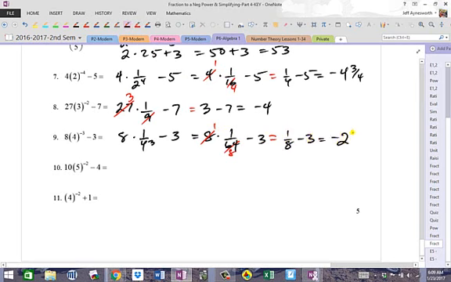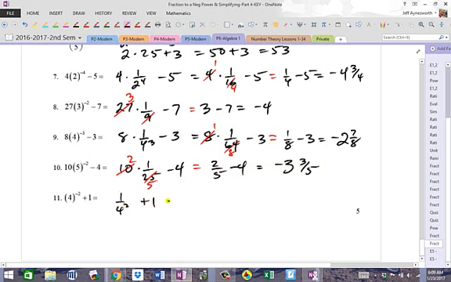And then our next one, we have 10 times 1/25 minus 4. Divide both by 5 and you get 2/5. So we have 2/5 minus 4 is -3 and 3/5. Okay, make sure you're good at your fractions. Okay, and this last one, we get 1 divided by 4 squared plus 1. That's 1/16 plus 1, or 1 and 1/16. Okay, so you apply your rules, okay, with negative exponents.